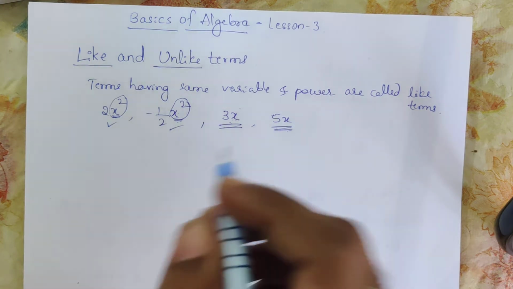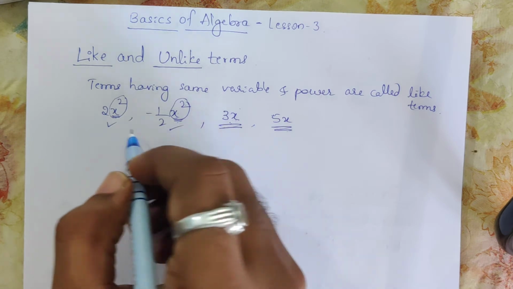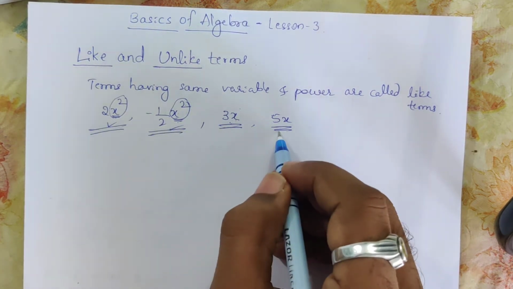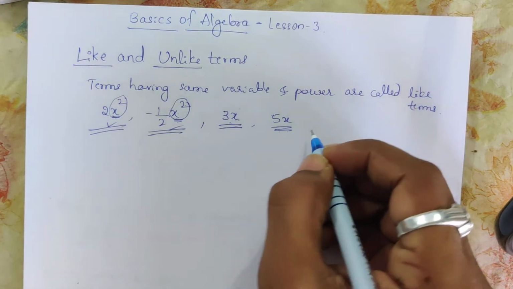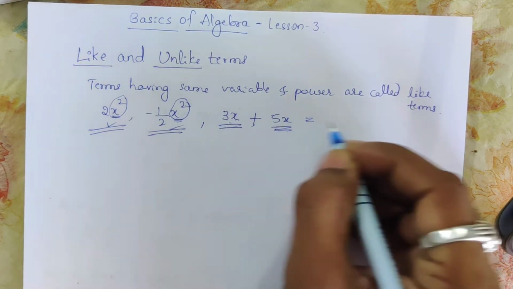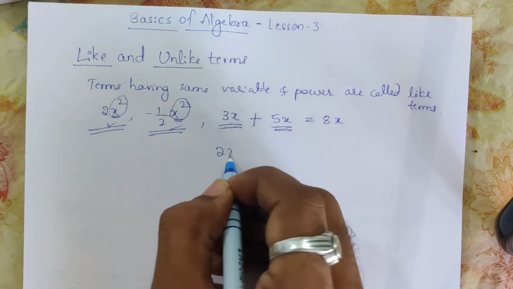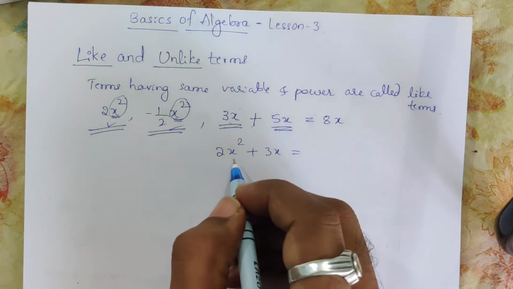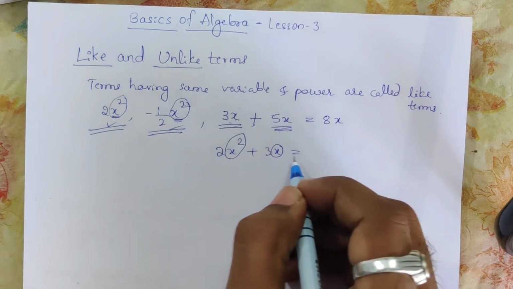So this is one group and this is another group, only because addition and subtraction between these two is possible. For example, if you are asked to add 3x and 5x, you can do 3x plus 5x, total 8x. But if it is 2x square plus 3x, then it cannot be added because this is x square, this is x, so they are unlike, so addition is not possible.